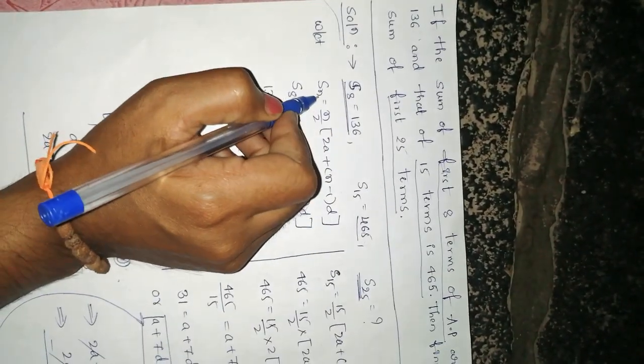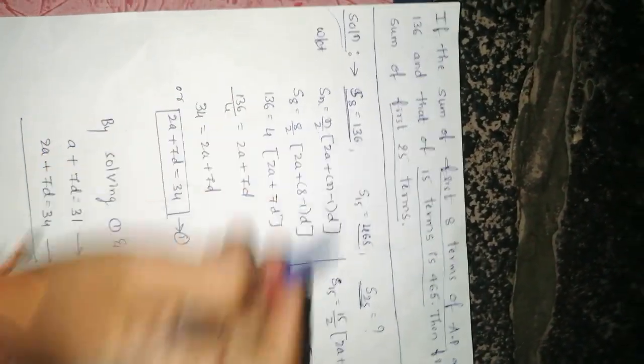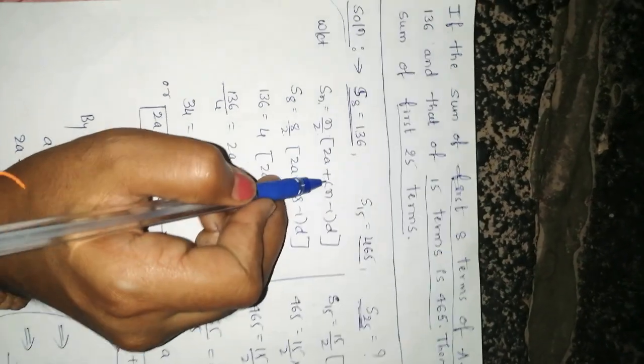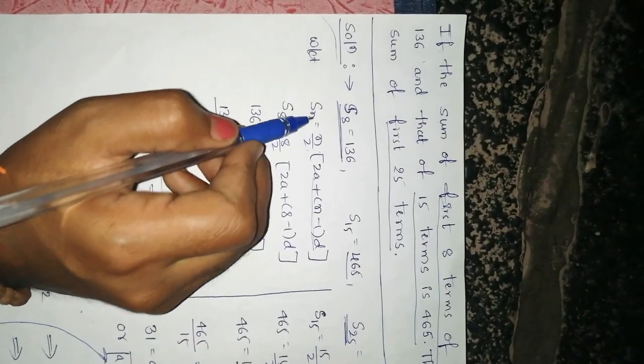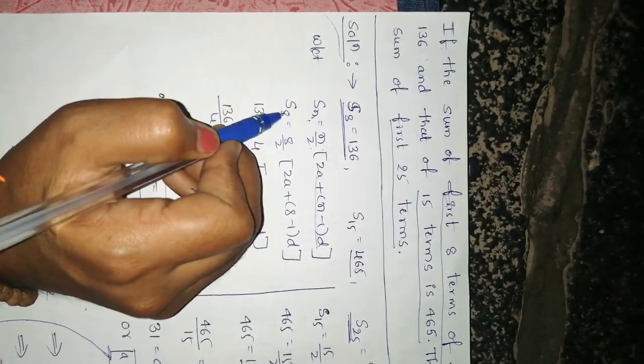You know the famous formula: Sn is equal to n by 2 in the bracket 2a plus n minus 1 into d. So in this Sn formula, put n is equal to 8.